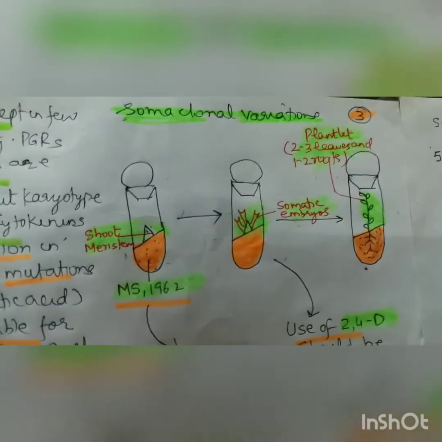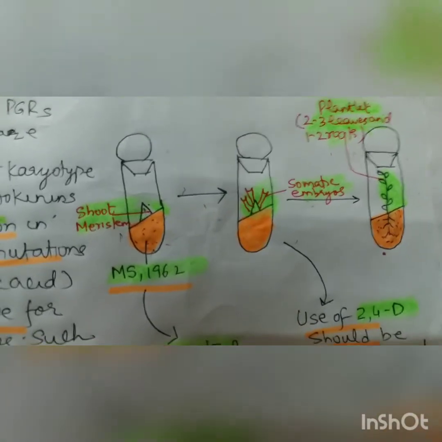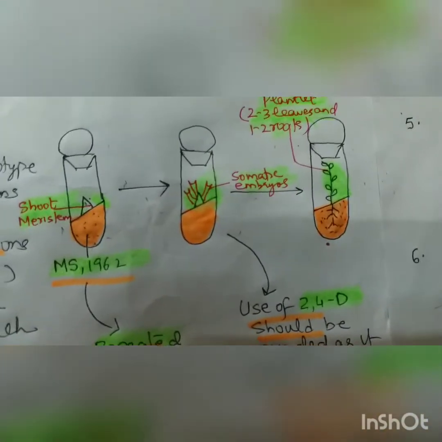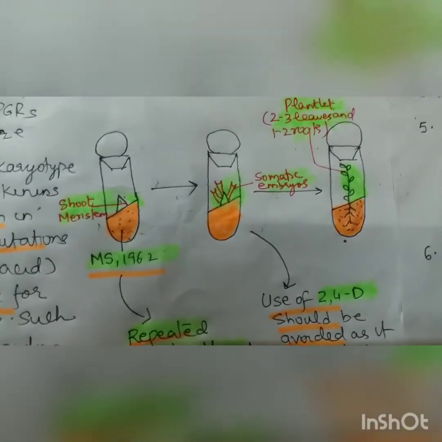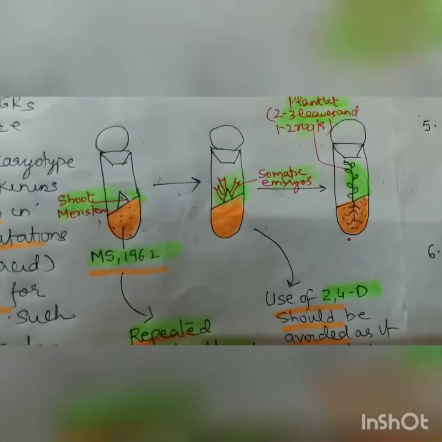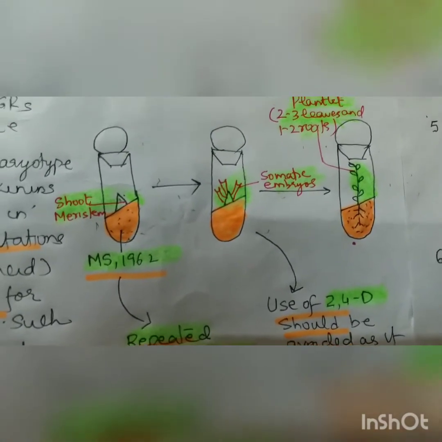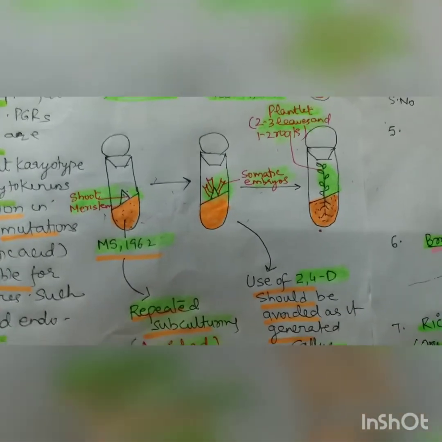The other is the indirect, where it is followed by callus in between, and callus is basically an unorganized mass of cells. This callus basically causes the somaclone variations, because in callus there is a dissolution of spindle formation, and it results in chimeras formation, and those are somaclones, which are called somaclone variations.